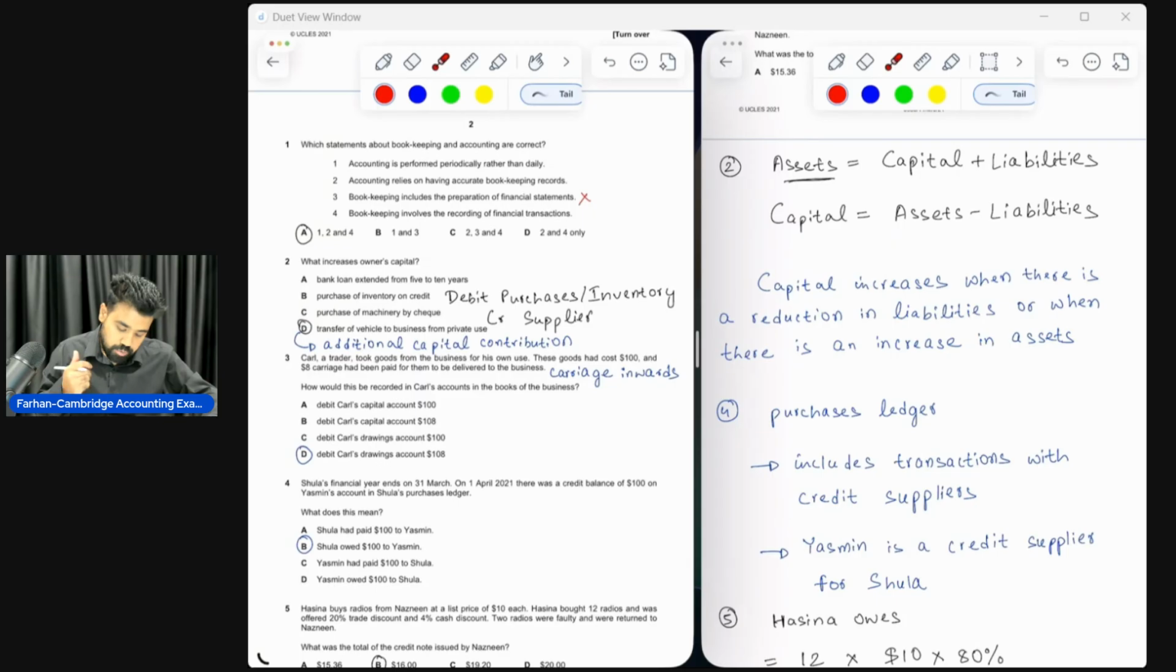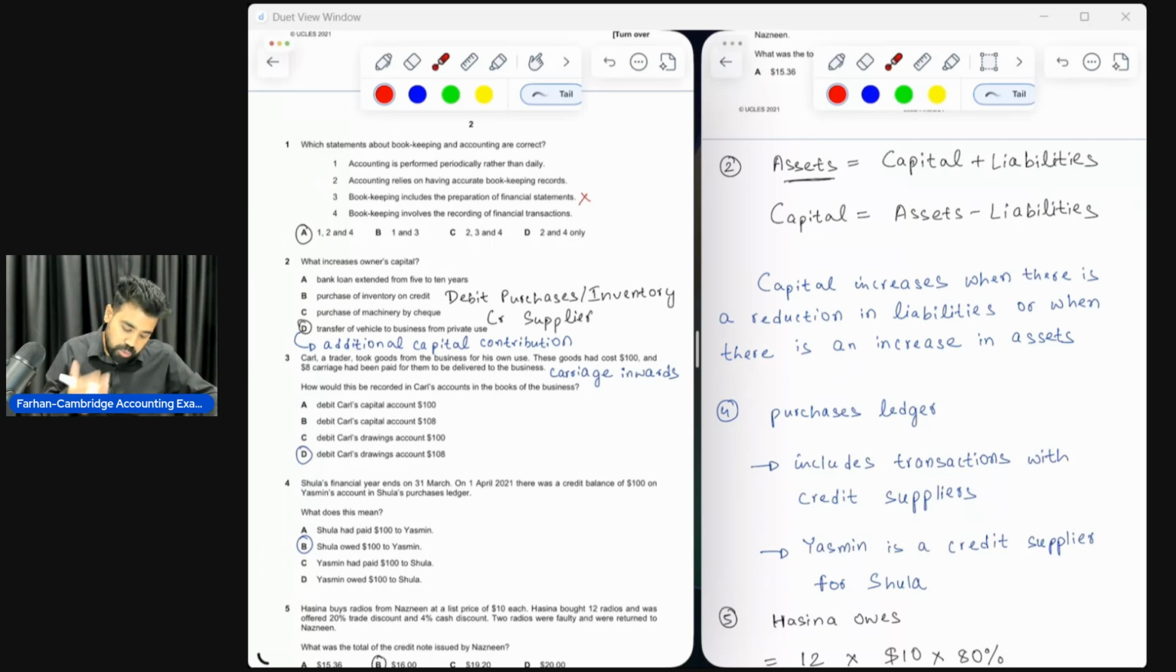What about question number 3? Carl, a trader, took goods from the business for his own use. These goods had cost $100 and $8 carriage had been paid for them to be delivered to the business. So this $8 carriage is referring to a carriage inwards, which is the cost of transportation of goods into a business, okay? So when we sell this inventory to our customer, we would obviously include the cost for carriage with the purchase price of this inventory, so we can accurately determine our profit, right?